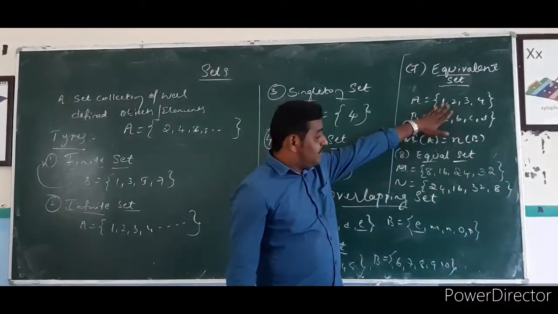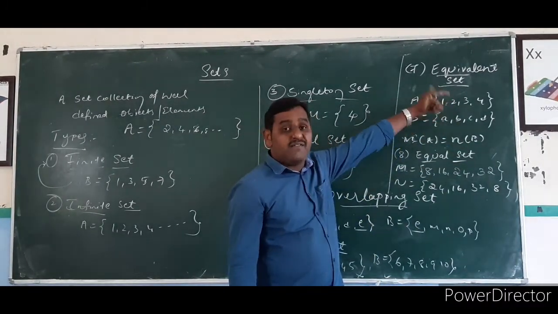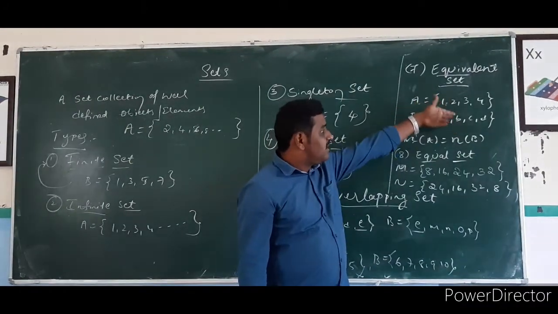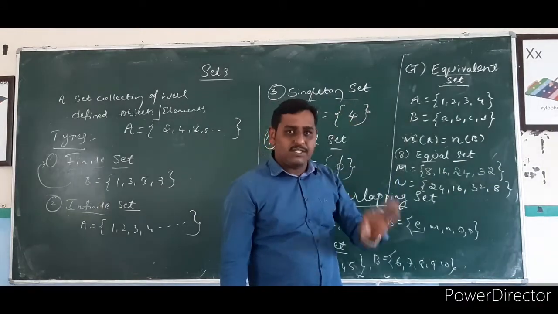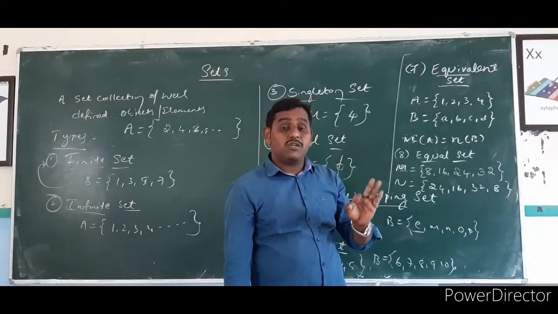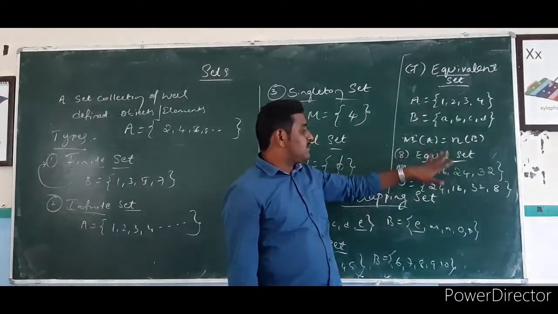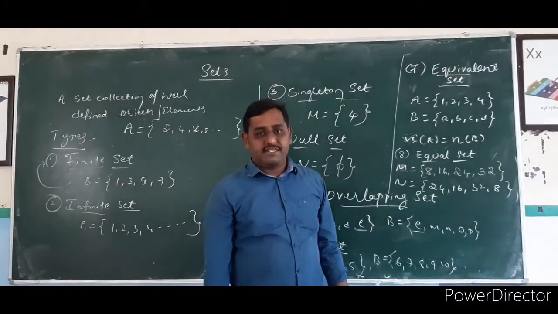In the other case, if the elements are different but the number of elements is the same, then these two sets are equivalent. In this case, the number of elements is the same and the elements are also the same. Then only we call these two sets equal sets.